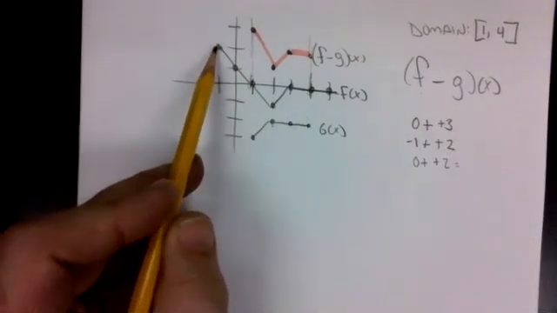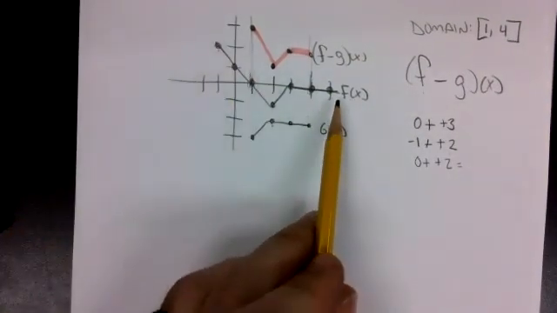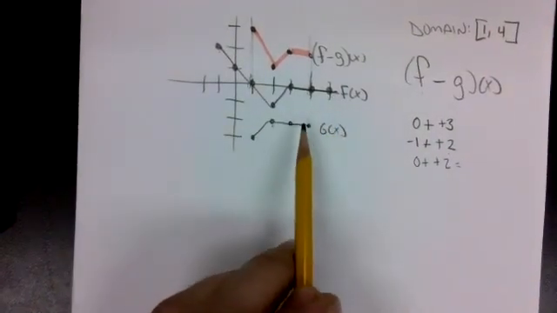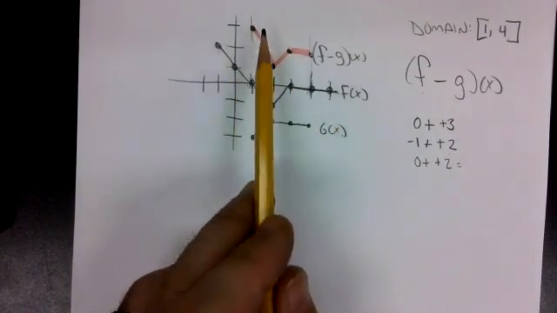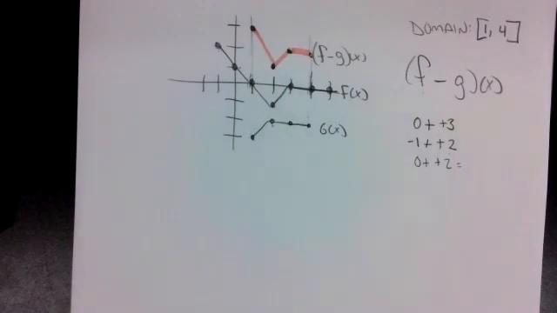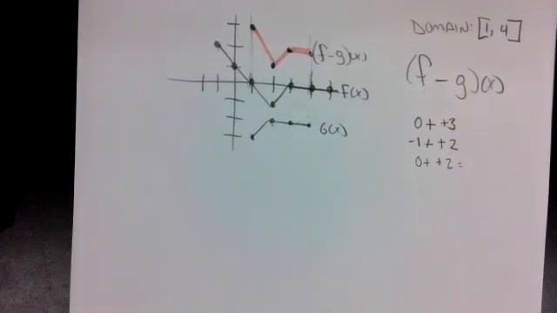Specifically, the domain of F would go from -1 to 5. The domain of G is from 1 to 4. If we combine those, we only get values for where I can match them up. So it would only be for those.